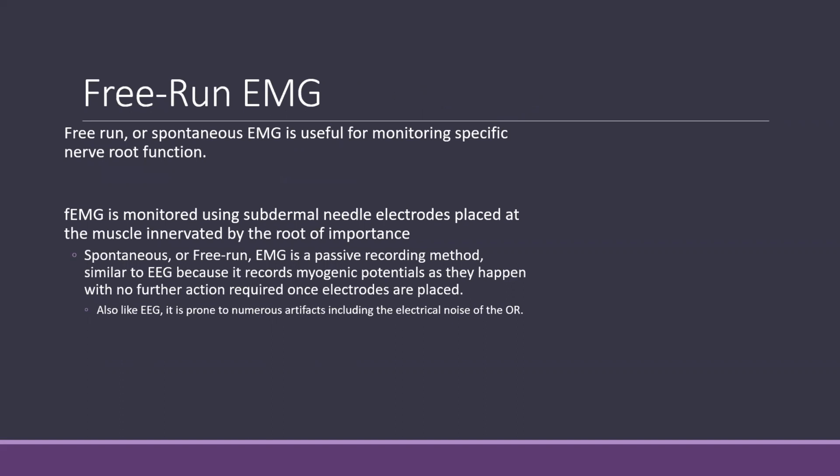Free run or spontaneous EMG is useful for monitoring specific nerve root functions. So free run EMG is monitored by using subdermal needle electrodes that we saw earlier, placed at the specific muscles innervated by the roots of importance. Spontaneous or free run EMG is the more passive method, as we've discussed, similar to EEG because the myogenic potentials are being recorded as they happen instead of being seen in a time-locked manner.